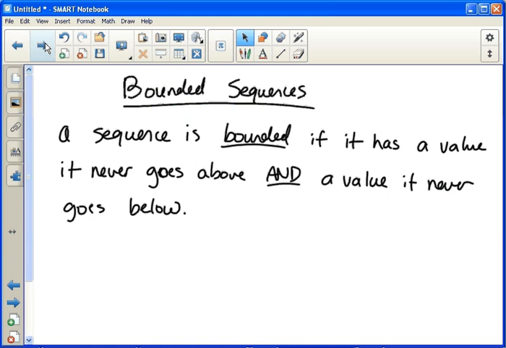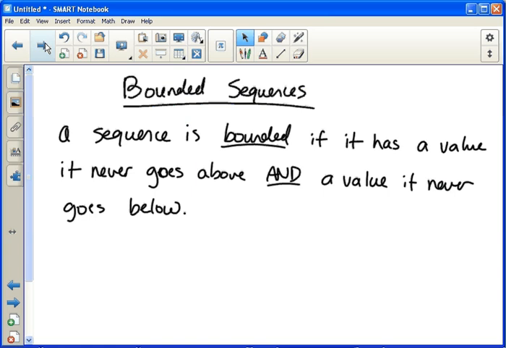So a sequence is bounded if it has a value it never goes above and a value it never goes below. Another way to say this is it always has a ceiling and it always has a floor. There's some maximum. It's fine if it equals that maximum, but it has to have a spot that it never goes above. It also has to have something it never goes below.